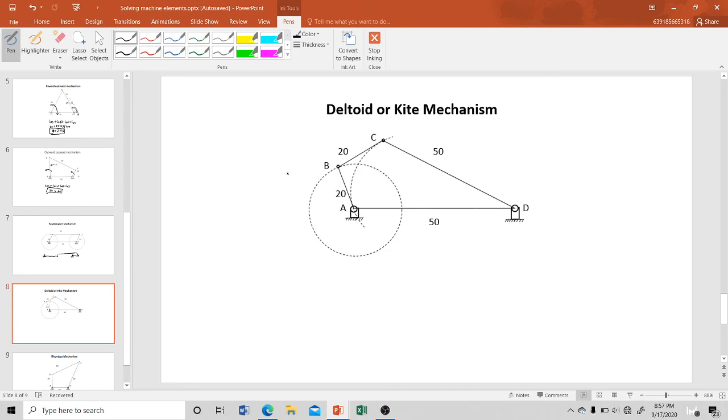Similarly, this type of mechanism also has an uncertain configuration. This is the path of motion of the input link, and this is the motion of link DC. There are oscillations happening in link DC.